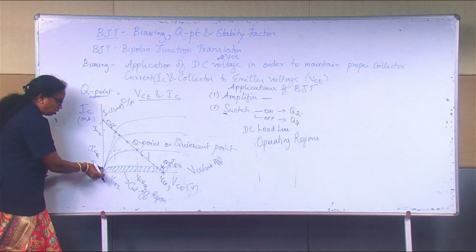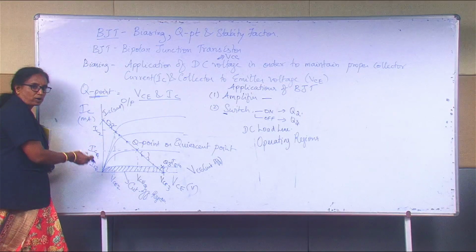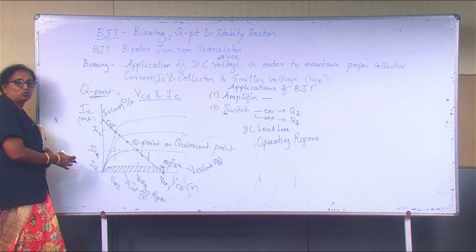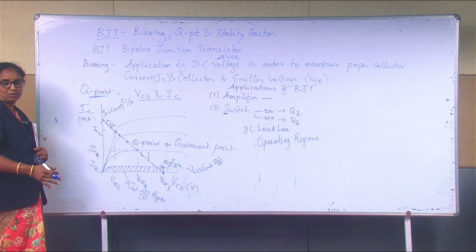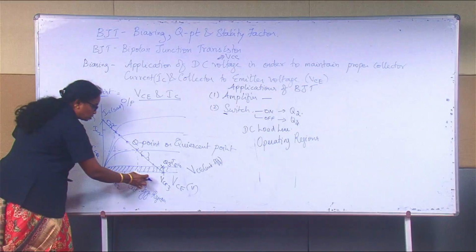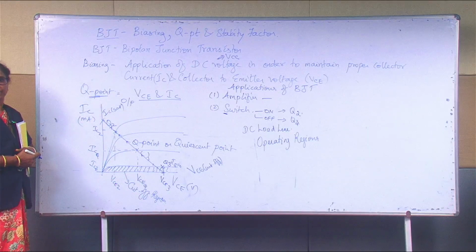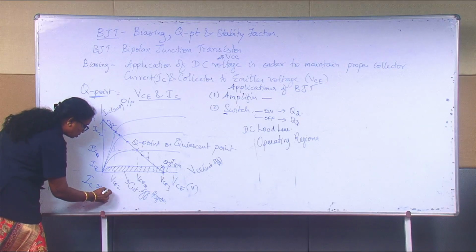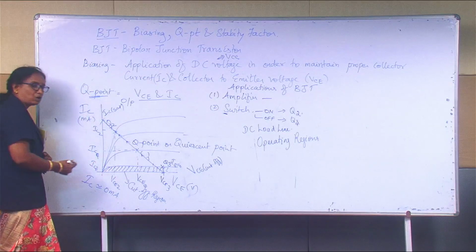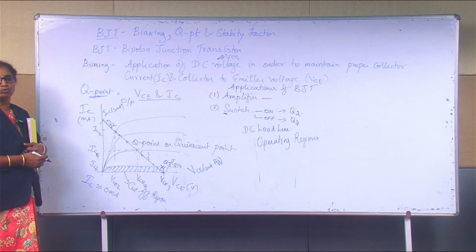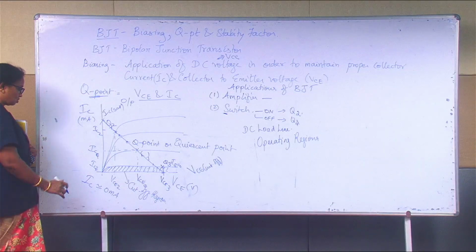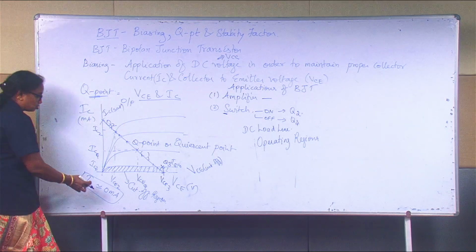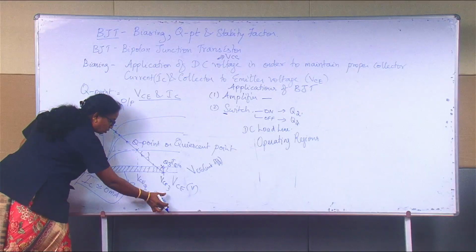So, very small means it is in the order of microamps also. Actually speaking, there is no current due to majority charge carriers. So, this condition is what you say as the cutoff condition. IC is almost equal to 0 milliampere because there is no current due to majority charge carriers. So, this is the current in the cutoff region.